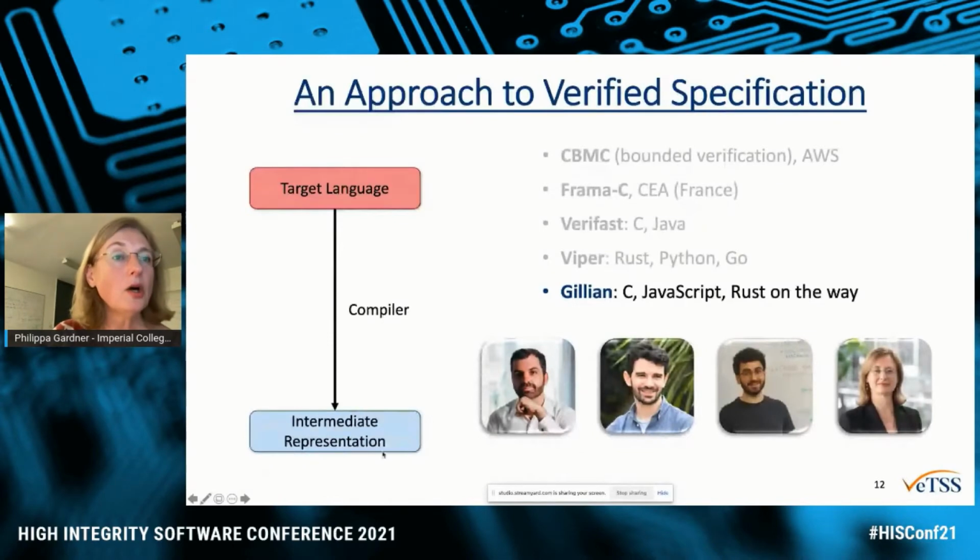And then we have the analysis going on at the intermediate representation. So as I've emphasized, there are quite different ways of doing it. The way I do it is based on a separation logic of O'Hearn, similar to VeriFast. Viper does it a slightly different way, but not so very different.